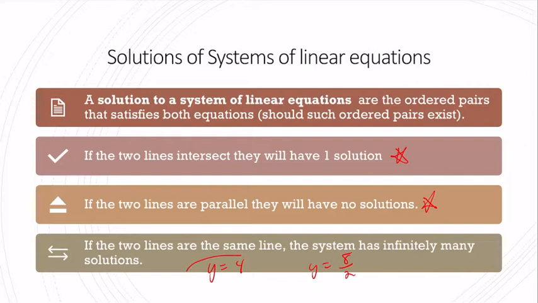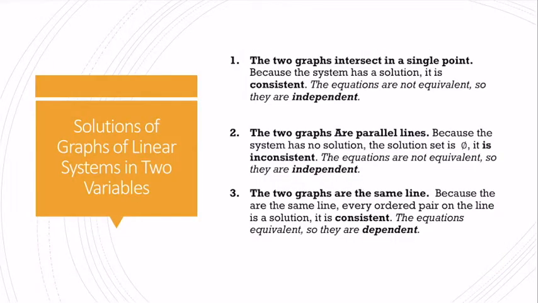So there are three different ways that we're going to talk about solving systems of linear equations. Here's some terminology real quick, though. If two graphs intersect at a single point because it has a solution, we say that's consistent. A set is consistent if it has a solution. Because the equations are not the same equation, they're independent of each other, we say that they're independent.